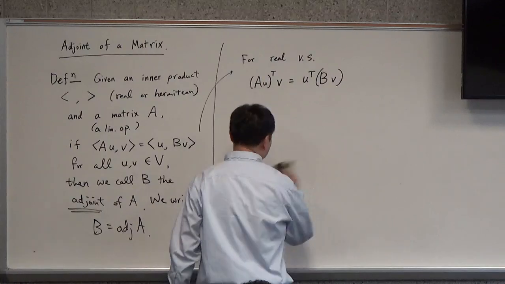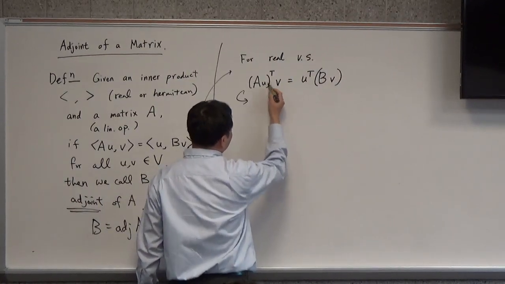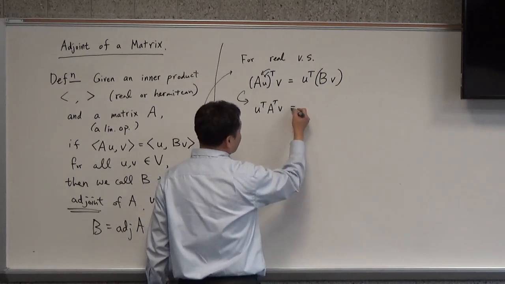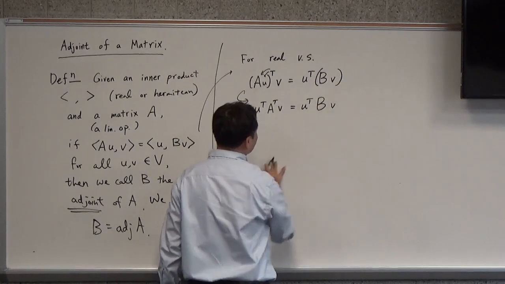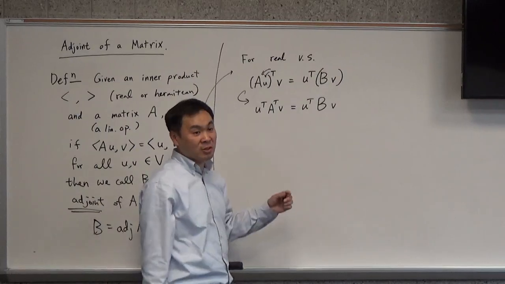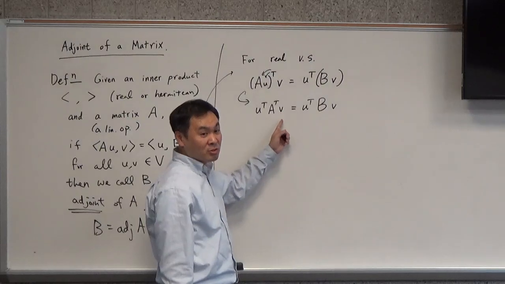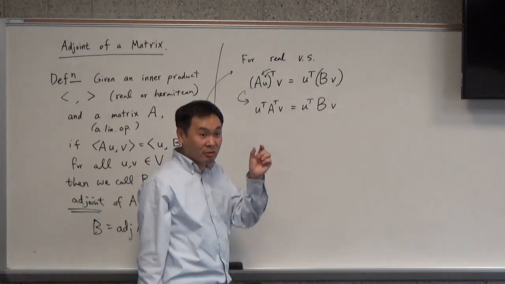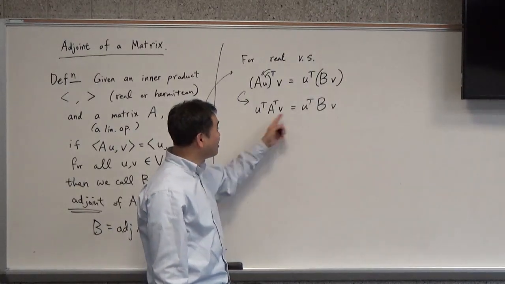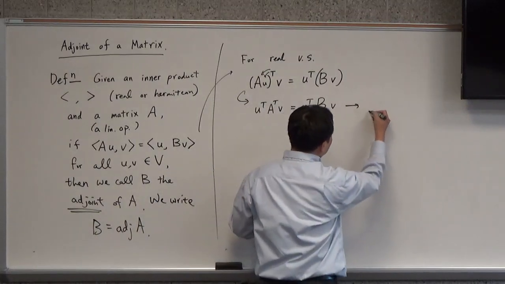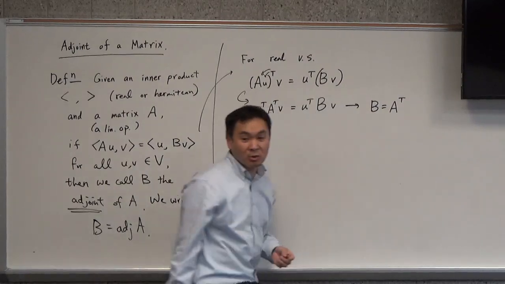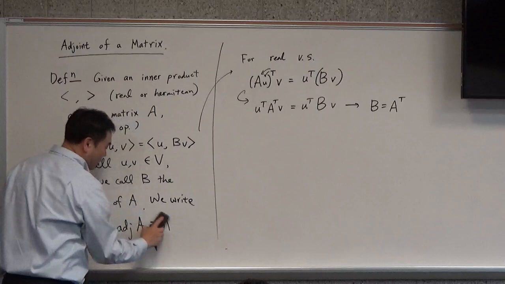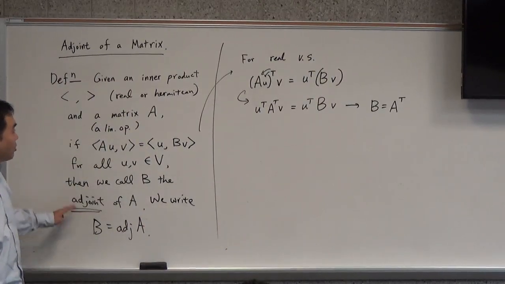Then we can further decipher this condition and deduce that, when you apply transpose, this thing flips, right? So you end up with U transpose A transpose V equal to U transpose B V. And then if this is true, you can choose U and V to be like (1, 0, 0) and (0, 1, 0). If you choose these vectors as basis vectors, that actually picks up each element of the matrix. So what it ends up proving is that if this is true for all U and V, this must imply that B is really the transpose of A. So the adjoint in the real vector space is nothing more than the transpose of A.